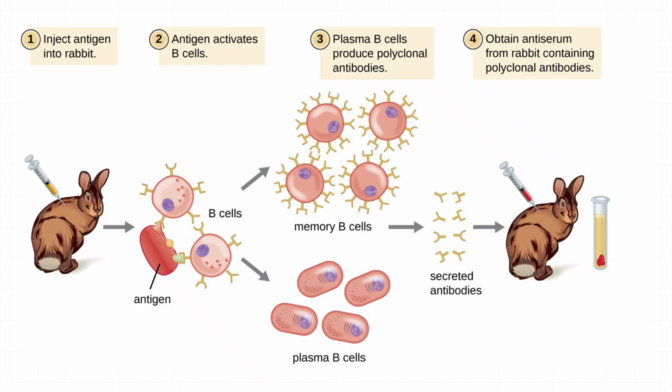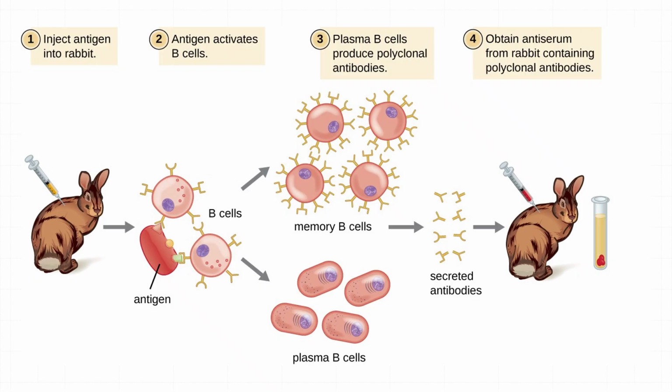So once the antigen enters the rabbit's body, the immune system begins to respond. The injected antigen travels through the lymphatic system and is taken up by antigen-presenting cells, particularly our dendritic cells and macrophages, which process it and present antigen-derived peptide fragments on MHC class II molecules. So this triggers helper T cells, which in turn activate B cells.